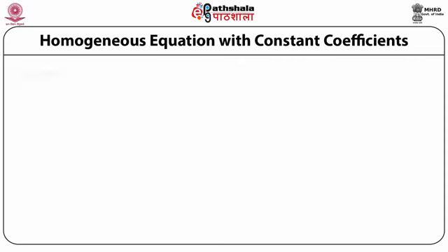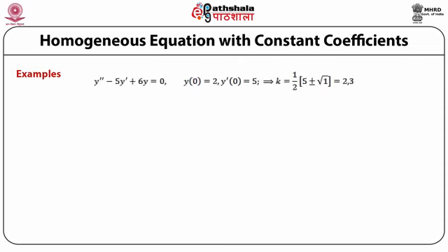Now we consider some examples. First, the differential equation y double prime minus 5y prime plus 6y equals 0. The initial conditions are given by at x is equal to 0, y is equal to 2 and at x is equal to 0, the first derivative of y equals 5. Therefore, k is equal to 1 by 2 multiplied by 5 plus minus square root of 1, which gives the value of k as 2 and 3.